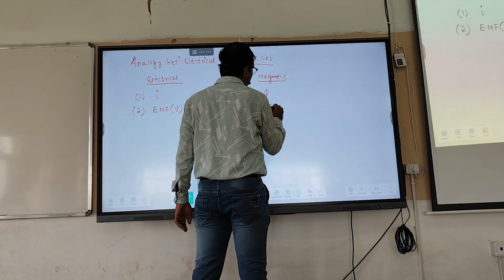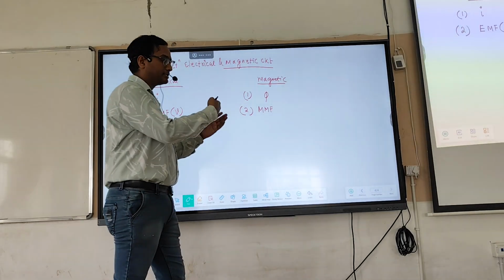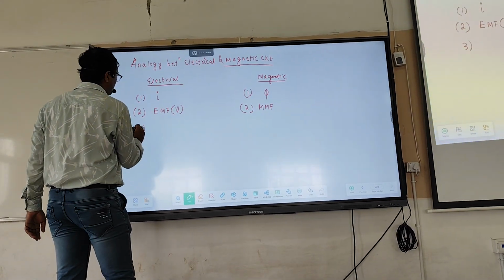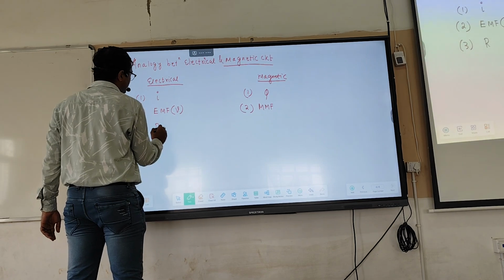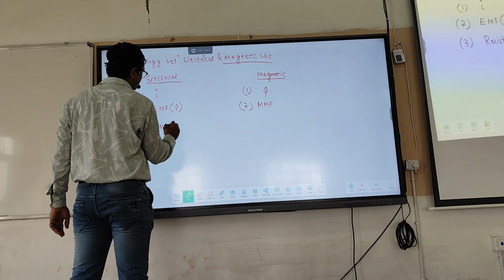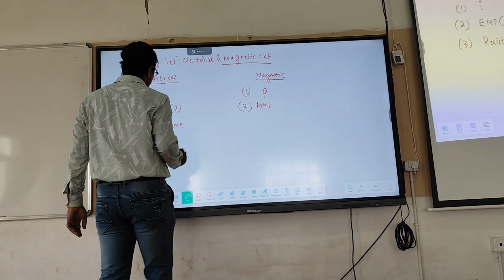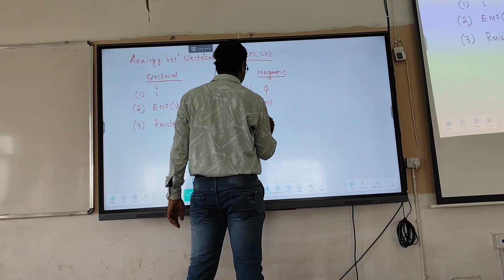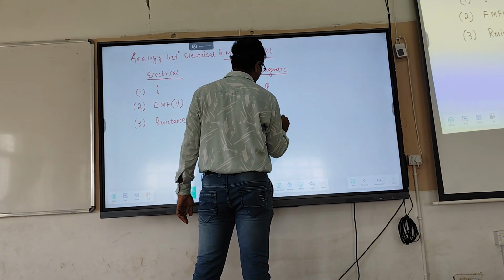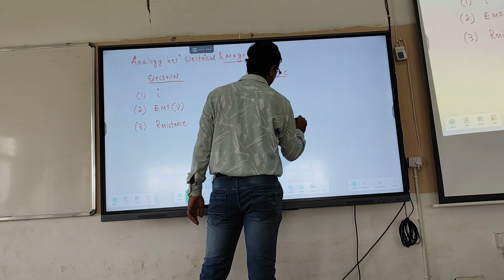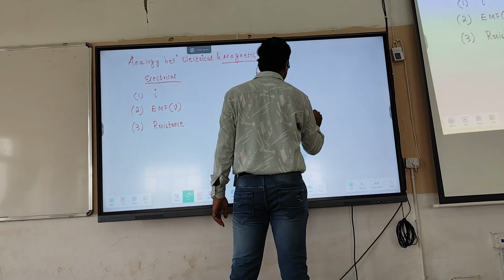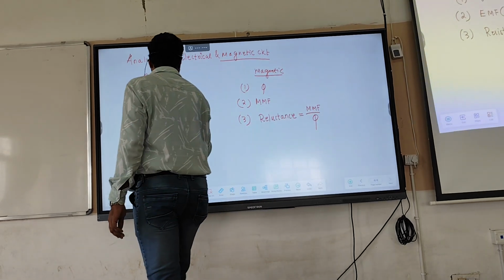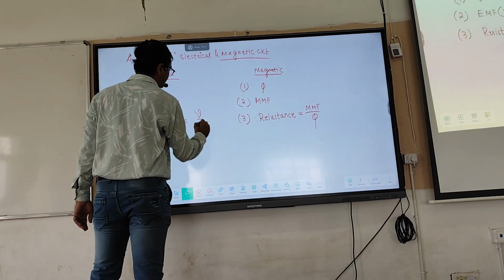Here EMF, magneto-motive force, will create this force. Again, here resistance is there, and here reluctance. What is reluctance? MMF divided by flux. What is resistance? V by I.